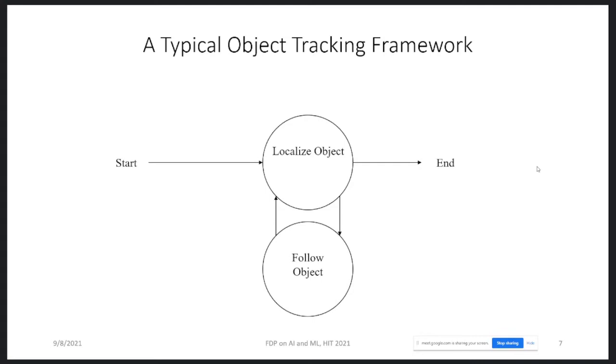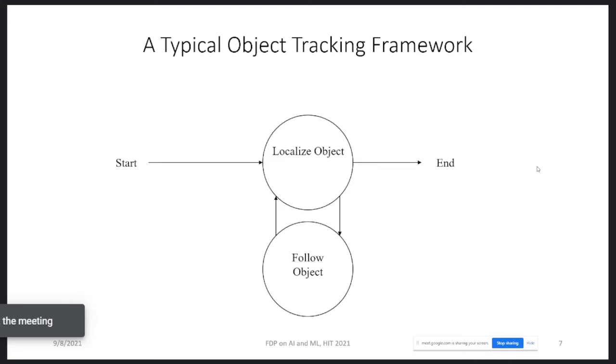Now, a typical object tracking framework looks like this. In the start, you localize the object and you follow the object. And this is a loop basically. You follow the object in successive frames, and when your following is done, then you end it. So you get the trajectory. So it's basically the tracking framework. Now, localization of the object requires knowledge of machine learning and deep learning.